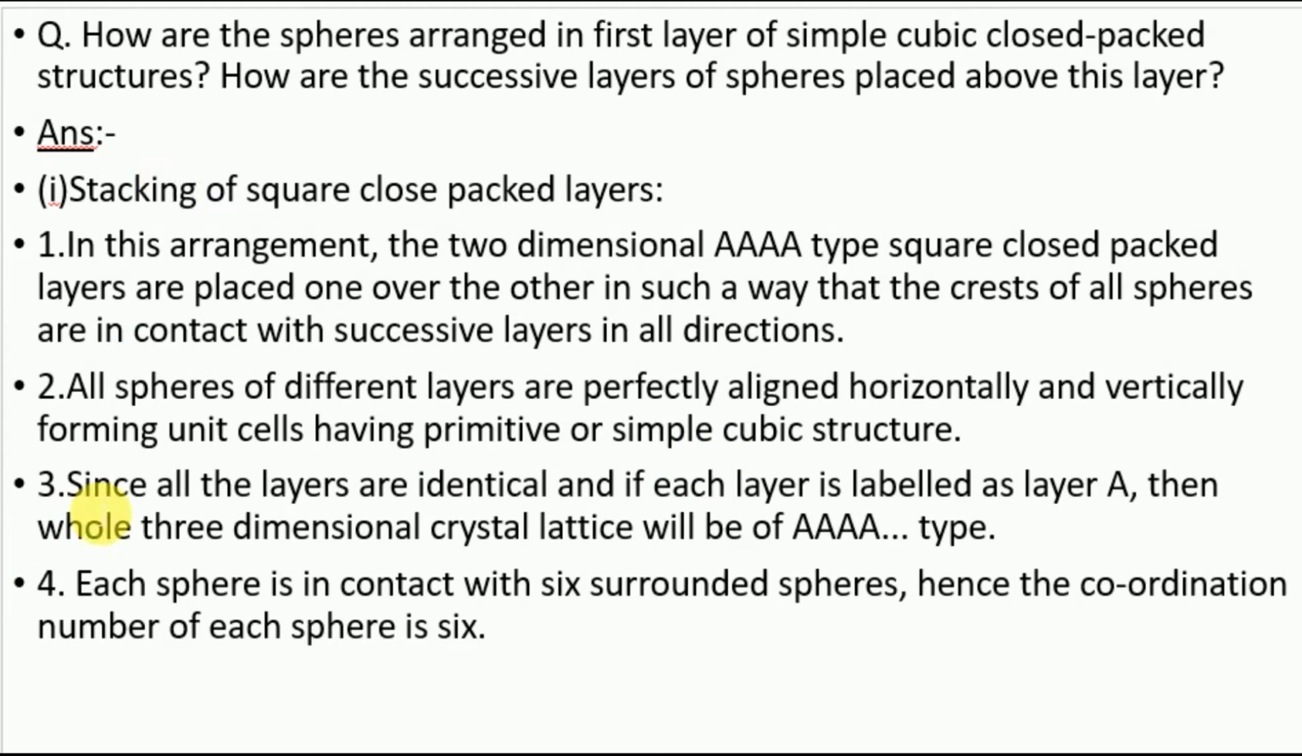Third point is, since all the layers are identical and if each layer is labeled as layer A, then the whole three-dimensional crystal lattice will be of AAAA type. Fourth point is, each sphere is in contact with 6 surrounding spheres. Hence, the coordination number of each sphere is 6.